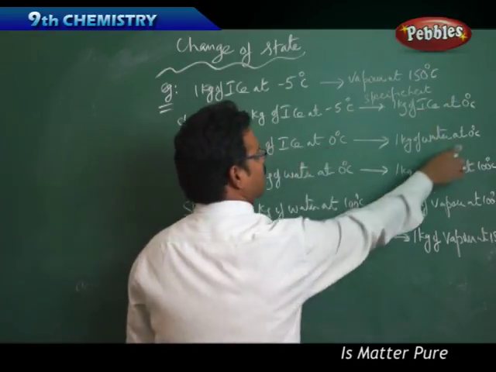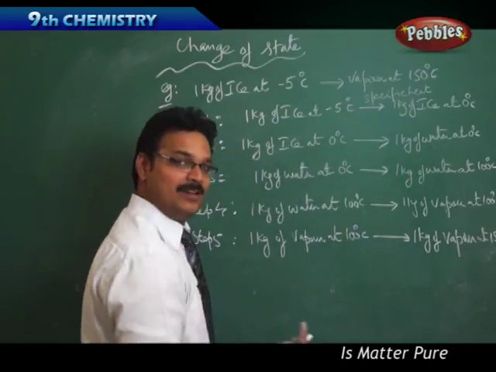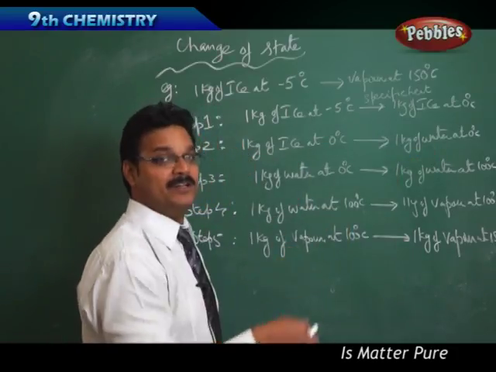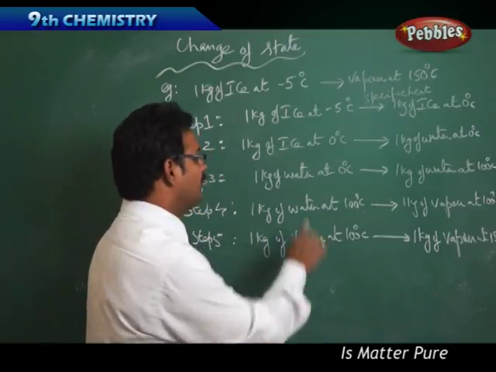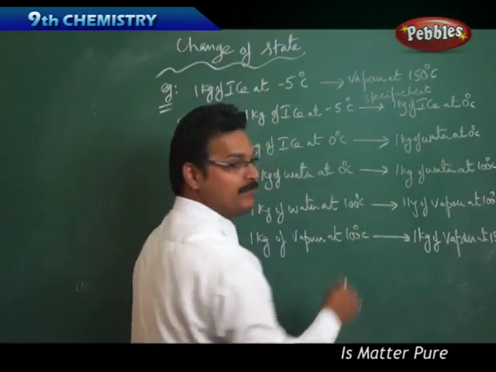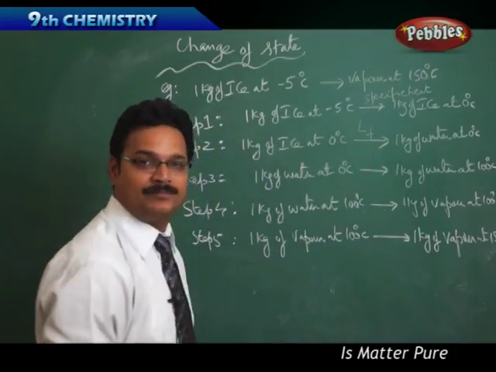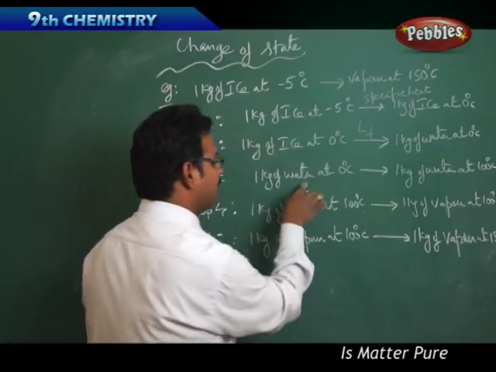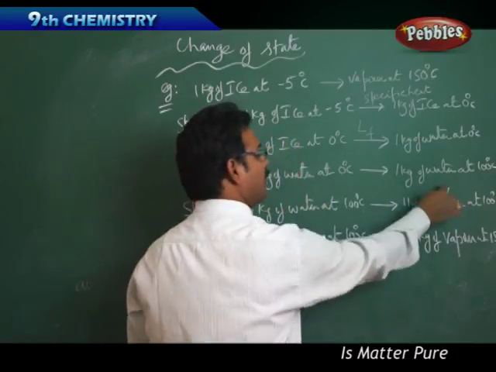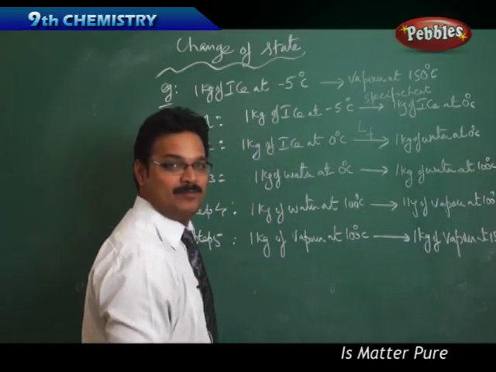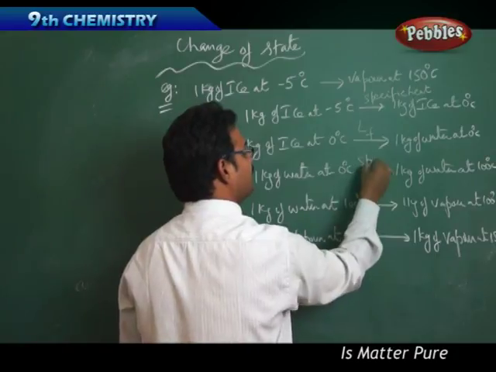Here at 0 degrees Celsius, the temperature is constant, but state is changed. So latent heat. But which type of latent heat? Latent heat of fusion or latent heat of vaporization? Solid to liquid. So it is nothing but latent heat of fusion, LF. Now here again, water at 0 degrees Celsius to water at 100 degrees Celsius. Water, temperature increased. What type of heat is it? Yes, it is the same, specific heat.